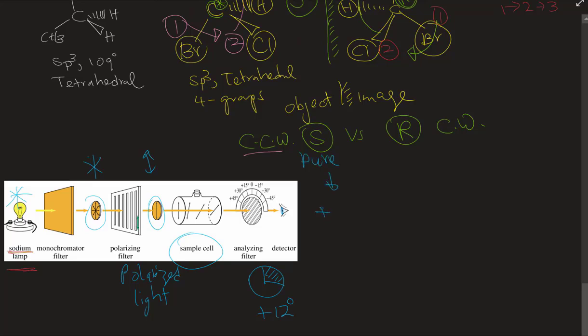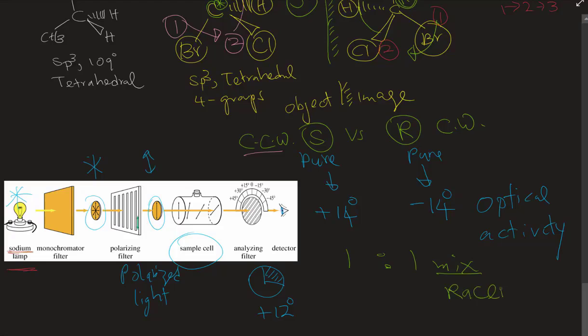Let's say this S compound, pure, shows 14 plus degrees, let's say. Now this R compound should show you minus 14 degrees. So that's the relationship. One object shows, let's say, 14 degrees positive, and then its image should show you minus 14 degrees. So that's how you measure the optical activity, and this is an experiment only, and it has no relationship to the R and S though. These are two different things.